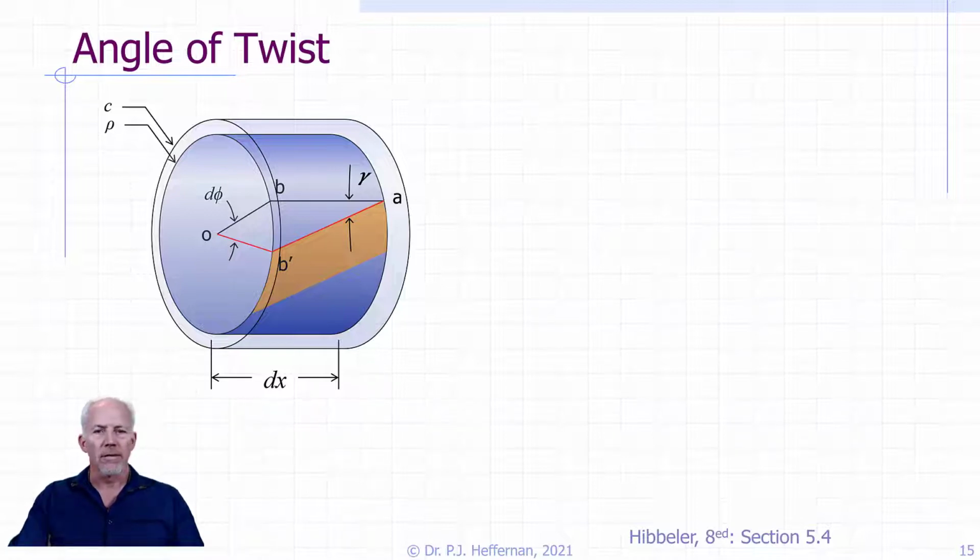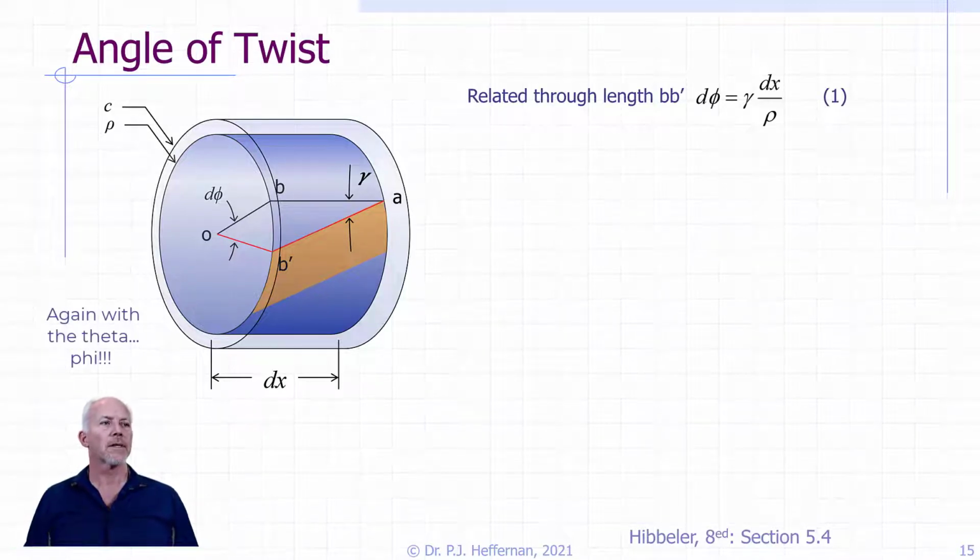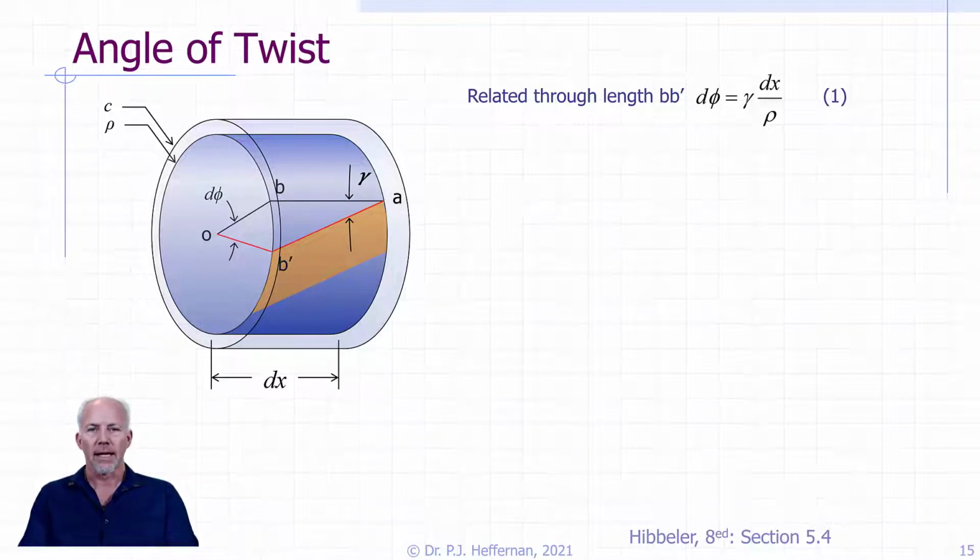So we have our differential element back on the screen, and we remember our relationships between our shear stress, our shear strain and d theta. So let's put out what we do know. So again, related through the length bb prime, we know that d theta is equal to gamma dx over rho, and that was derived on a previous slide. Remember, that is just equating gamma times dx is equal to bb prime, as is d theta multiplied by rho.